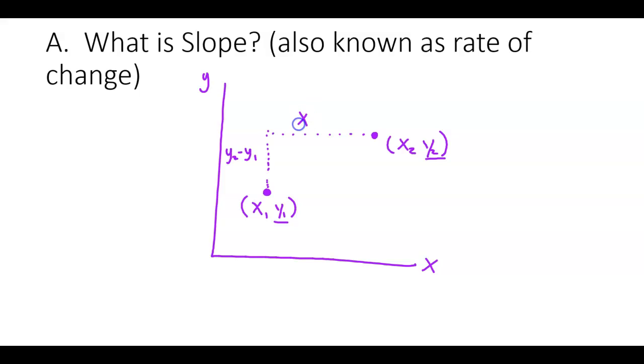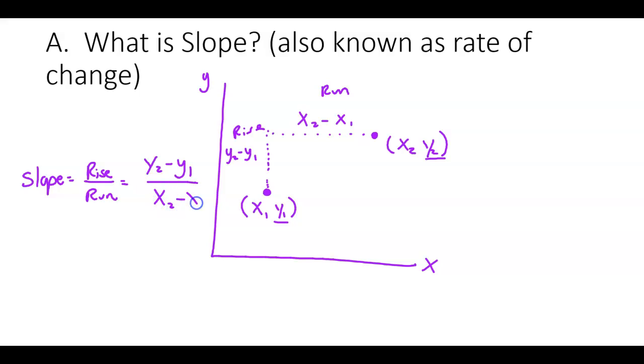So that's my run, that's my rise, and so slope, as we've already discussed in the last classes, you guys remember rise over run, but a way you can calculate slope is by subtracting your y's and dividing that by the subtraction of your x's. Okay. So that is our slope formula there.